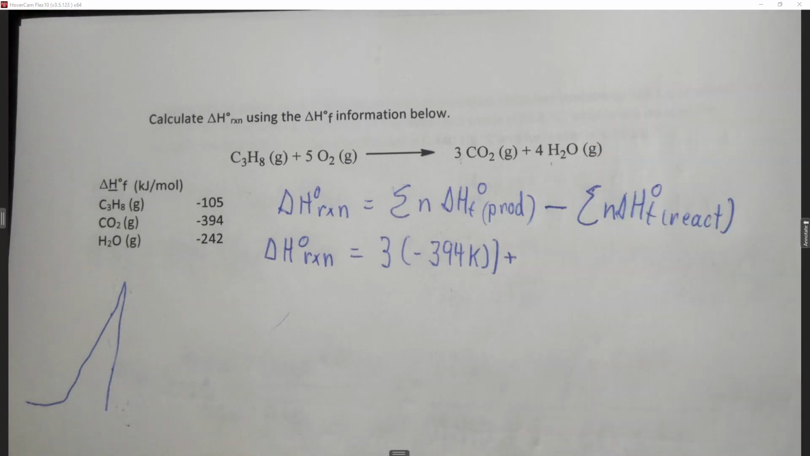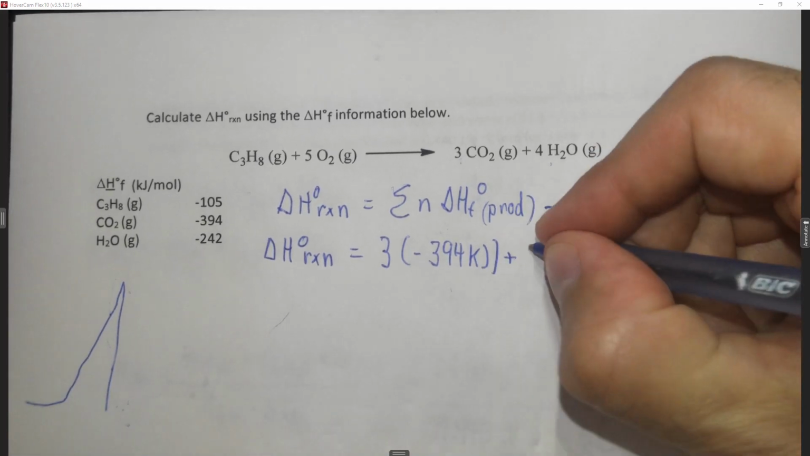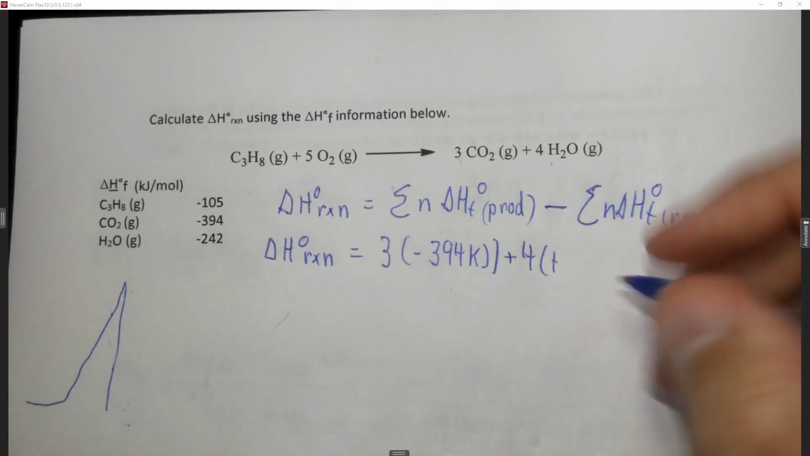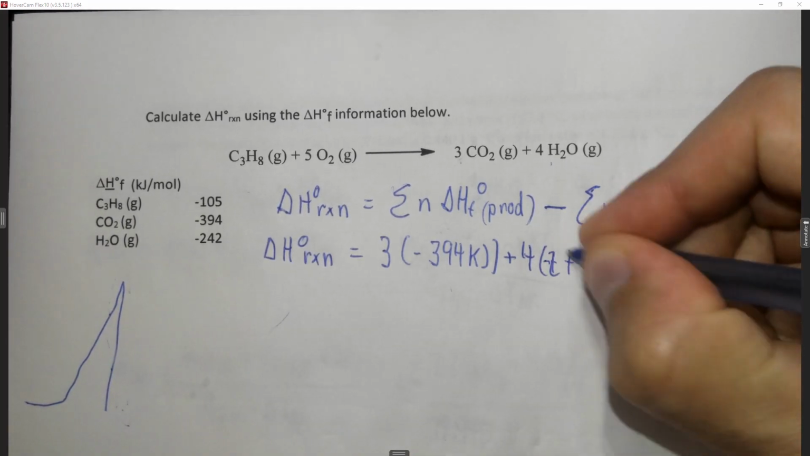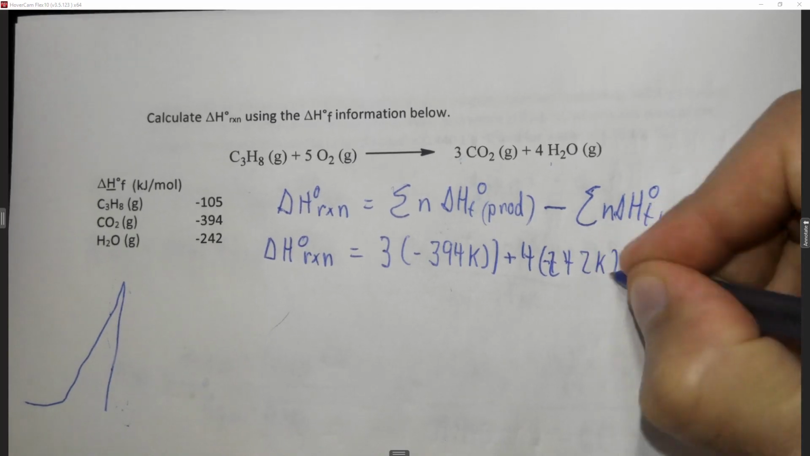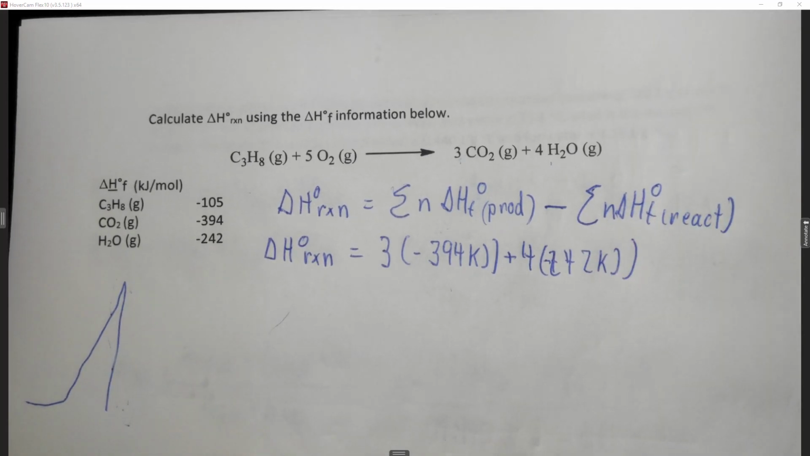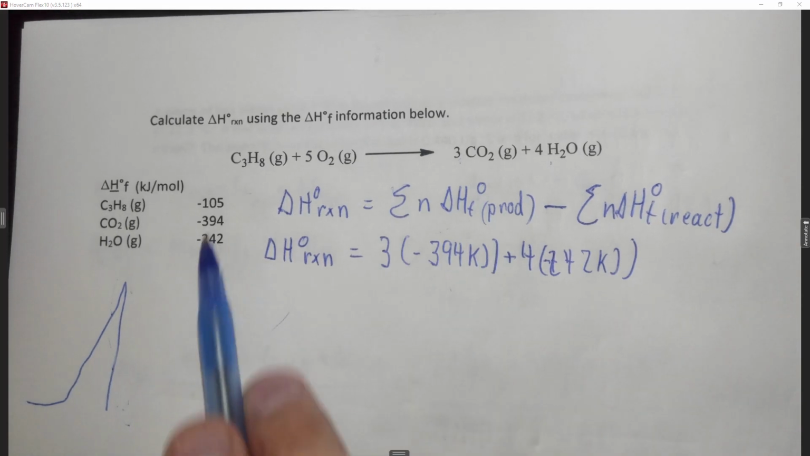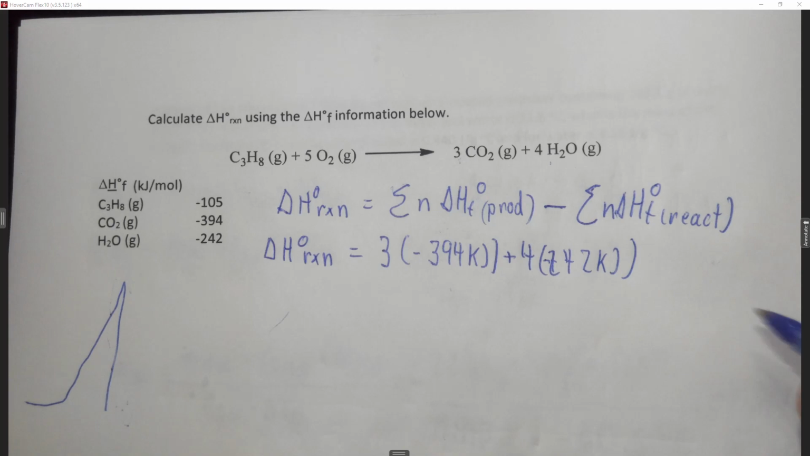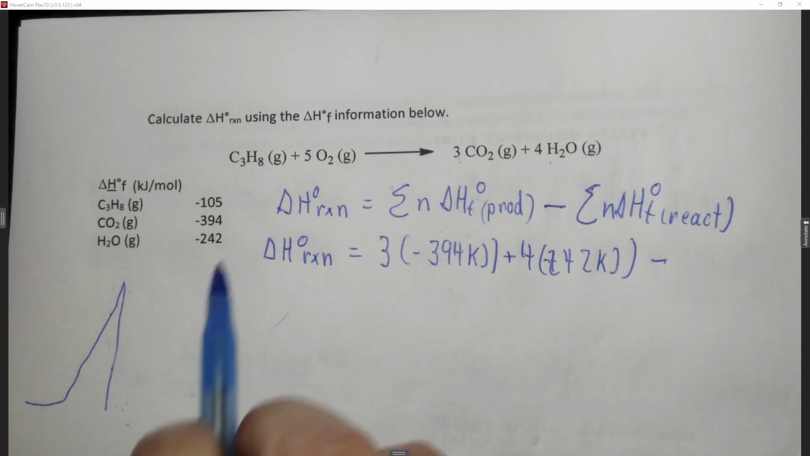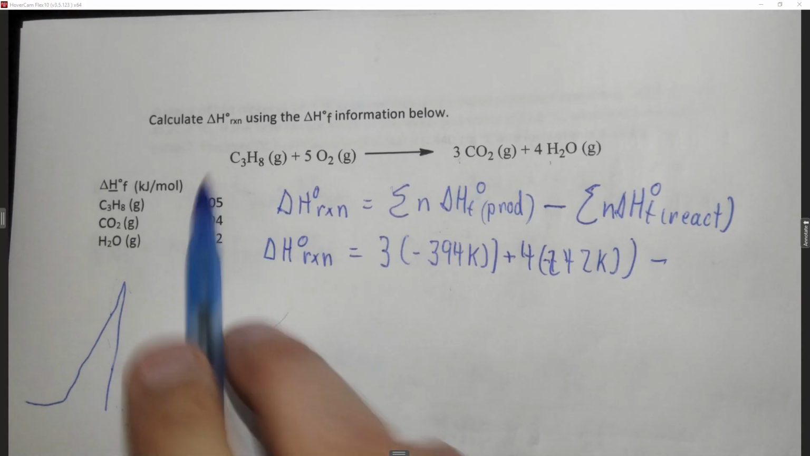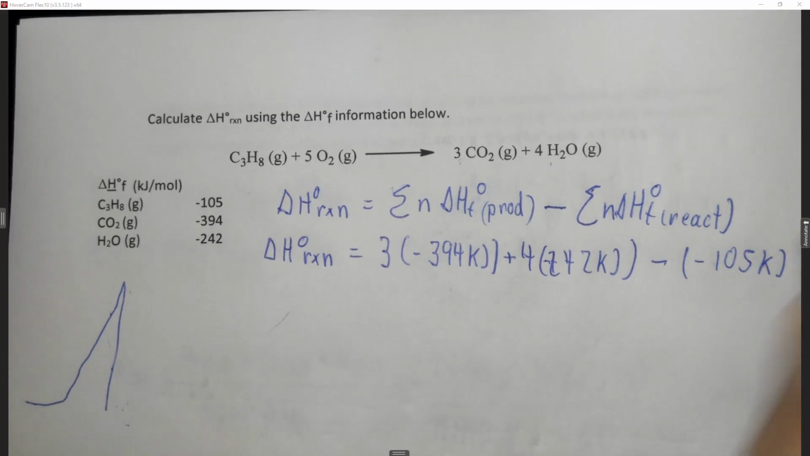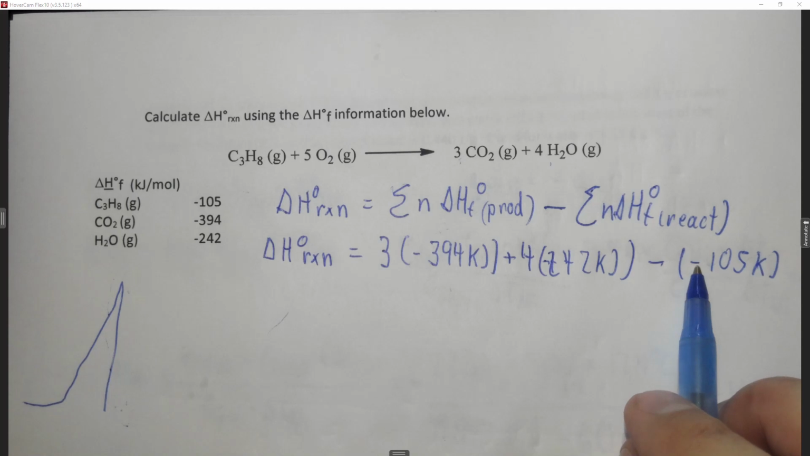We need to add that to the next one, which is 4 H2Os. So we're going to make 4 H2Os. Each H2O is minus 242 kilojoules. So that's the summation of the products, the stoichiometric coefficient times the enthalpy of formation. Now we're going to subtract out the reactants. So our first reactant is C3H8. We have one of them, so we're going to put in our negative 105 kilojoules. This negative makes this positive.